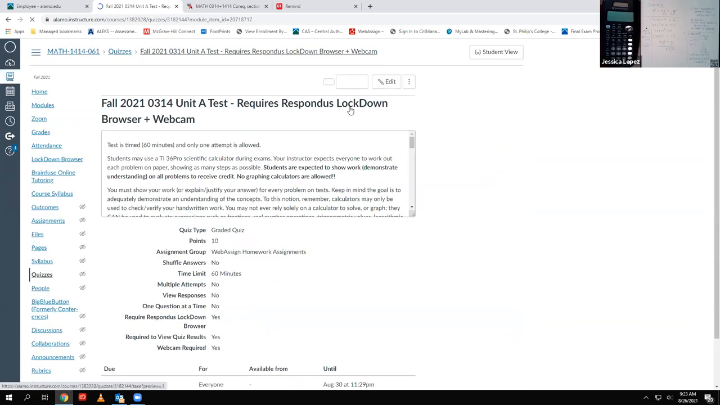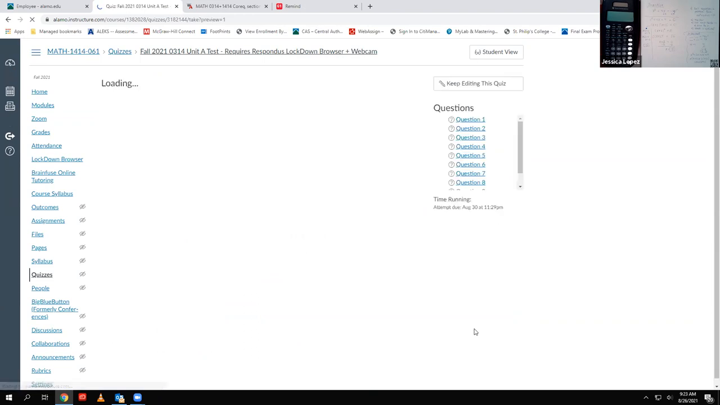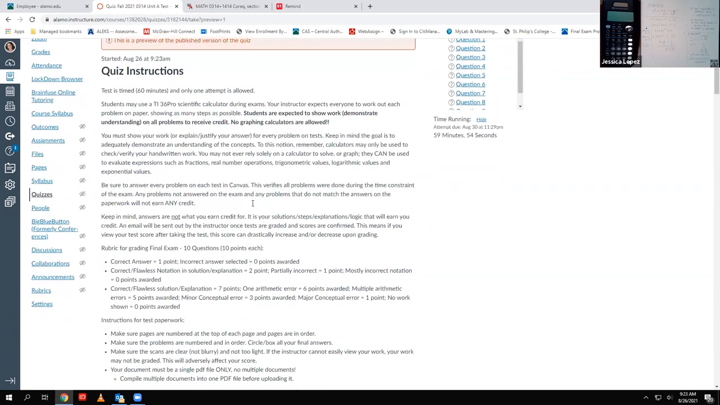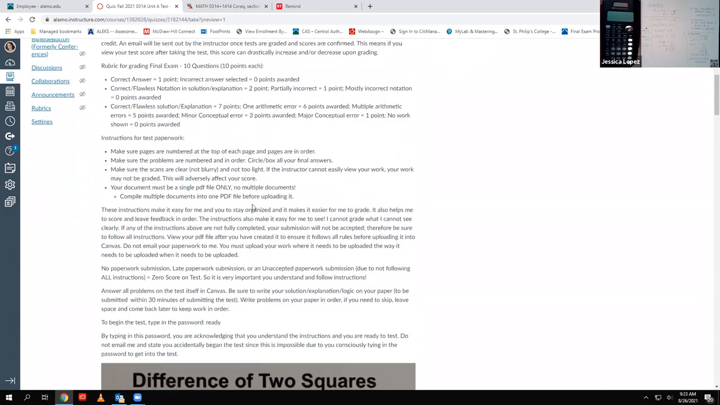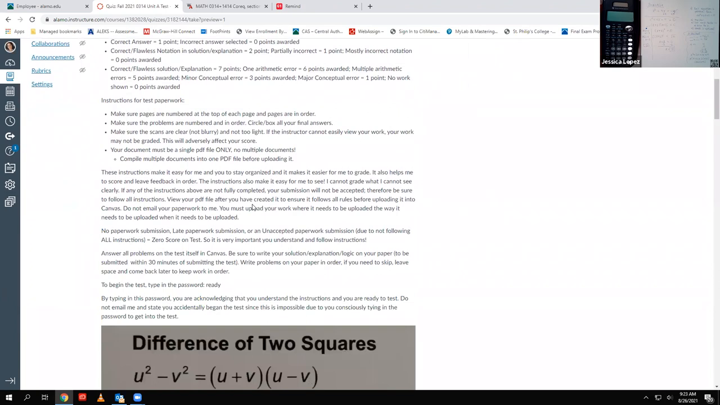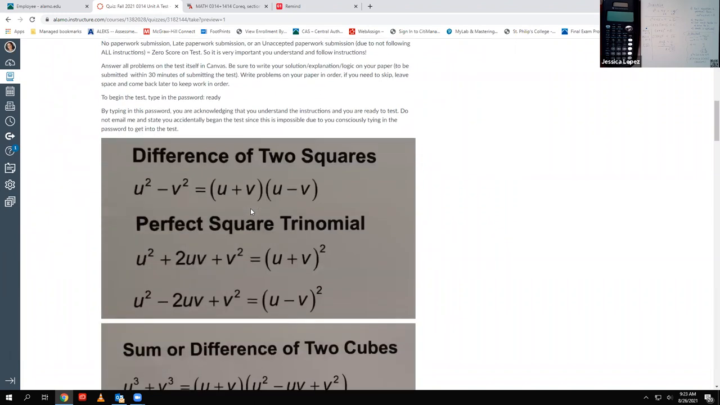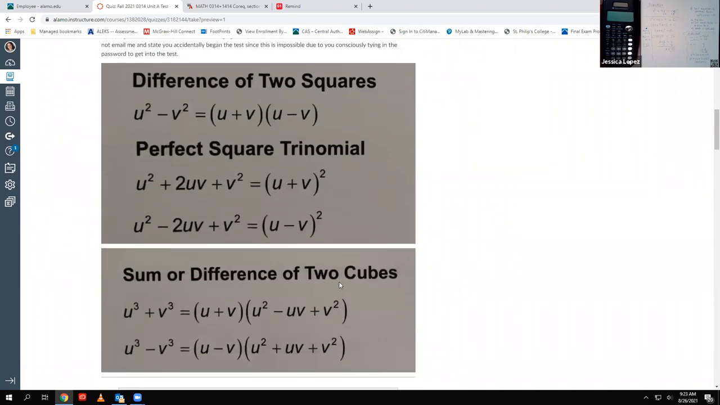I'm gonna show a preview of this, but I hope it doesn't give you the first problem. No, it doesn't. Okay, good. So when you go into the test, it's got all the directions there. And if there's information that I think you're going to need, you will have it. So notice that the difference of squares and the sum and difference of cubes, they're all here. I do have the perfect square trinomial formulas in there in case anyone liked them.